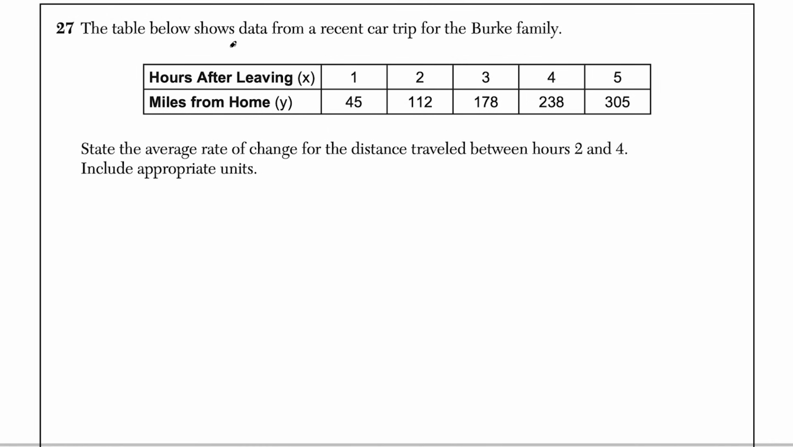Question 27, we have this table showing data from a recent car trip for the Burke family. And we have to state the average rate of change for the distance traveled between hours 2 and 4, and we have to include appropriate units.